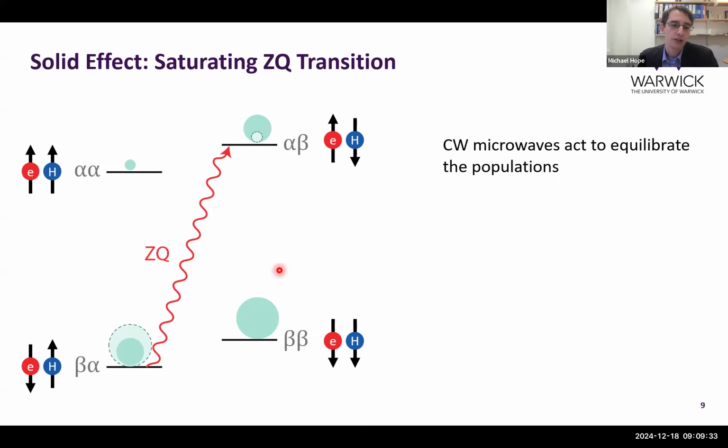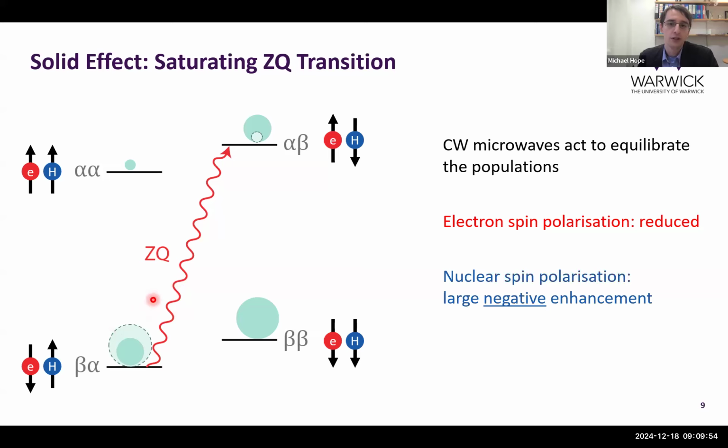When we saturate one of these transitions with applied microwaves, that acts to equilibrate the populations. So we go from a big and a small circle to two medium circles. What that's done is reduced the electron spin polarization, so now there's a smaller difference between our upper levels and our lower levels, but it's increased the polarization of the nuclear spins. So now there's quite a big difference between the right-hand side and the left-hand side, both in the upper levels and the lower levels.